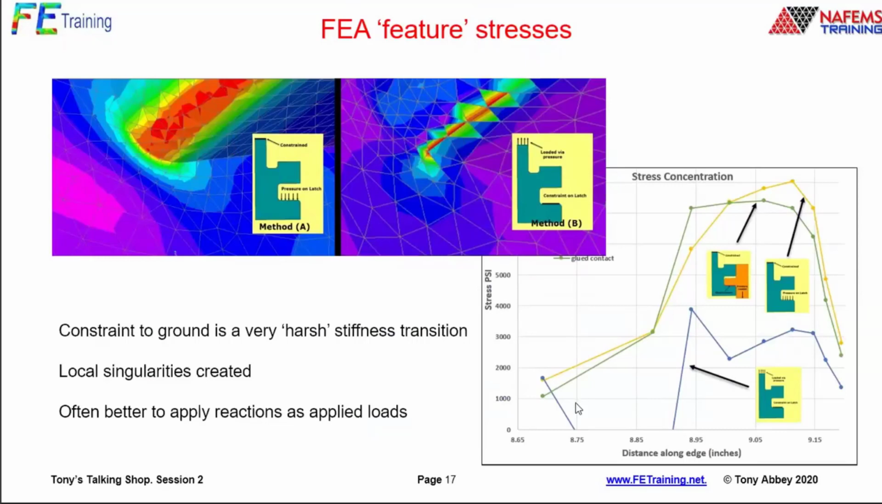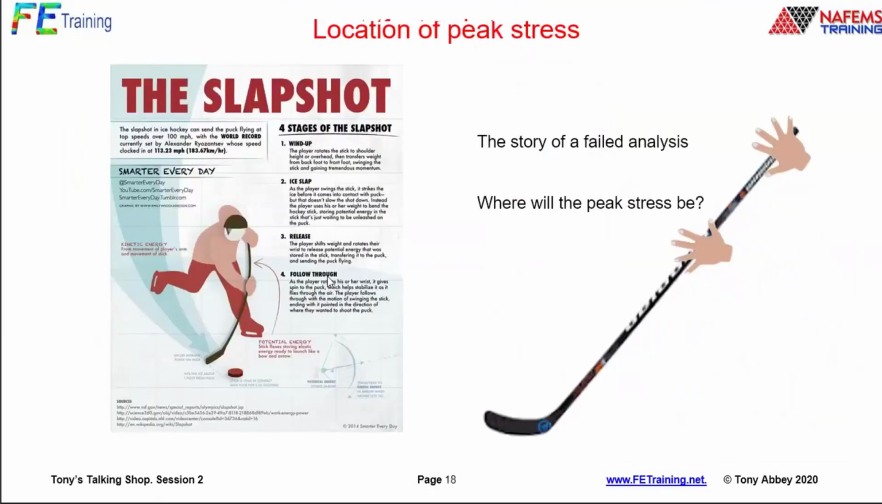If I look at the actual XY plot, this is the peak value over here for the sensible approach. And I can't even plot on this scale what's happening for the singularity. It just shoots off to some crazy value here. So again, harsh stiffness transition. What we're implying here is that we've got stiffness which is infinitely stiff as we connect to ground, and suddenly we're running out to zero stiffness connected to ground. So no structure can ever do that in practice. There's no way you can actually achieve that. So in this particular case, it's better to apply the reactions back as applied loads there.